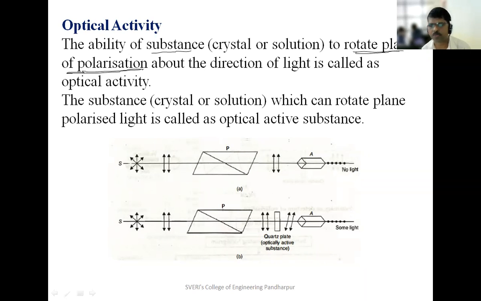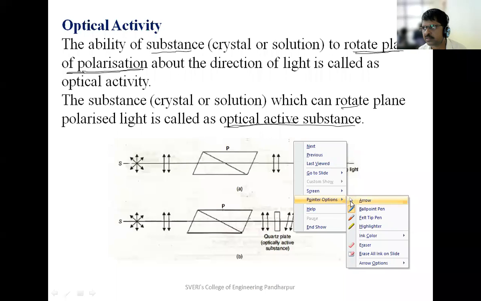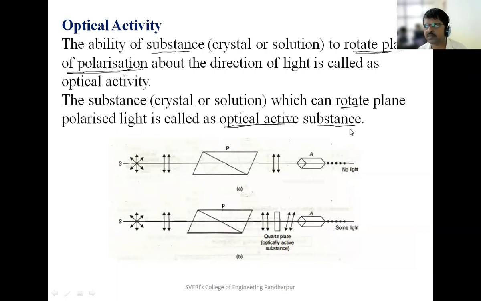Next line. The substance (crystal or solution) which can rotate plane polarized light is called an optical active substance.